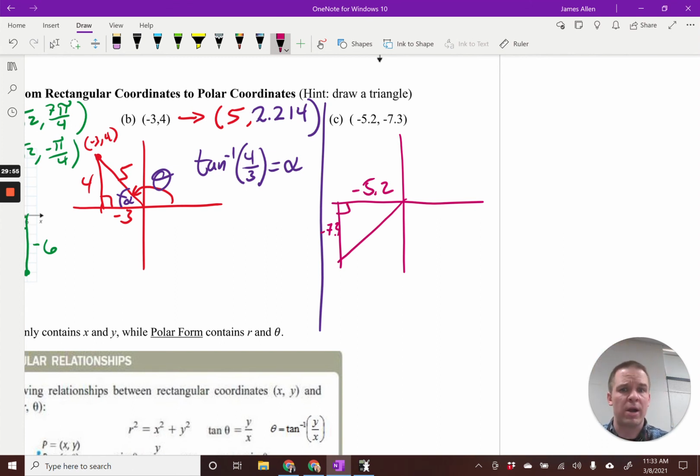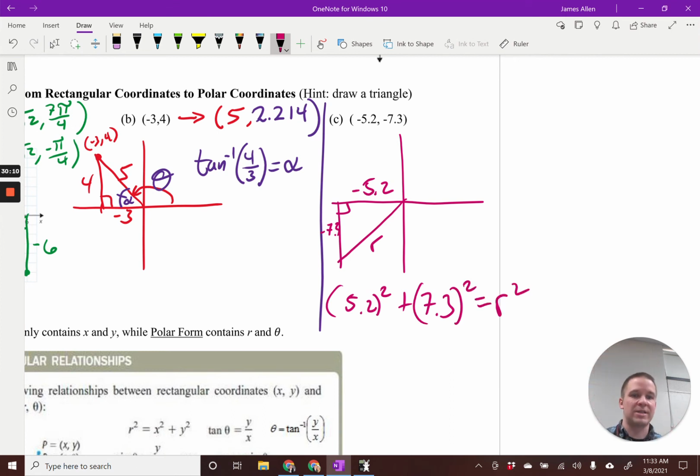Perfect. And now what I want to do is first figure out what my r is going to be. How am I going to figure that out? How about Pythagorean theorem? So I'd have 5.2 squared plus 7.3 squared is equal to r squared. And I'm not even worried about the negatives because I know that they're going to turn positive, right? I've got this already worked out. It's 8.963. Okay, so there's my r.